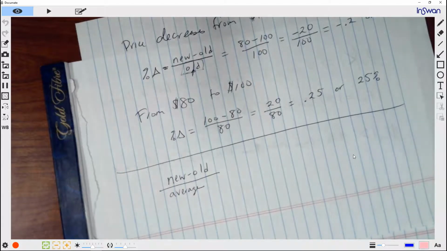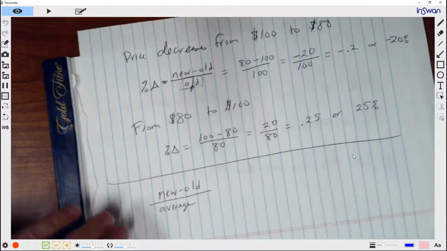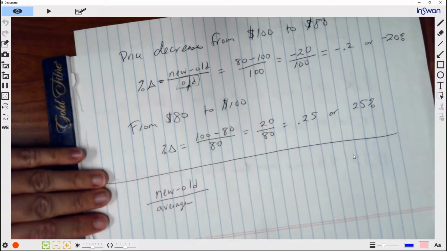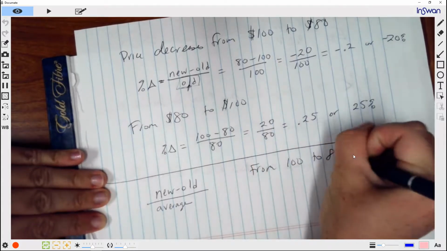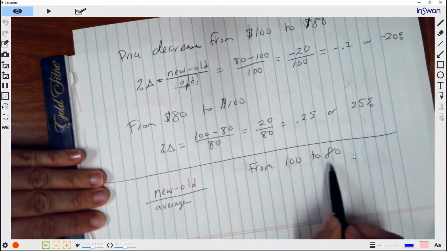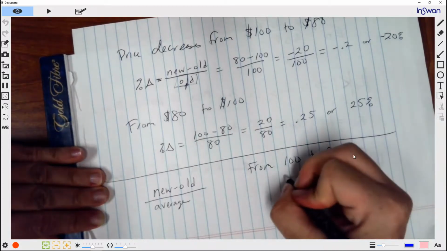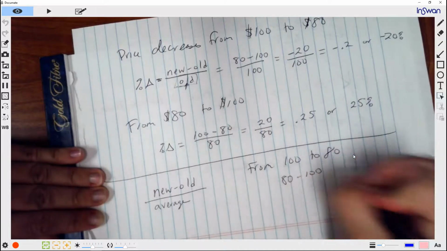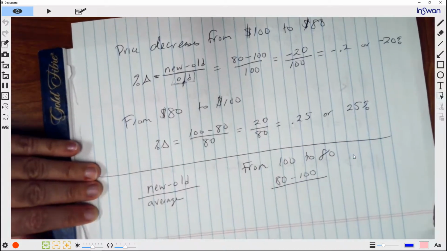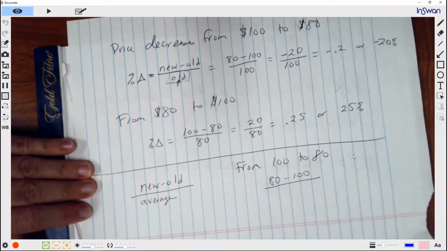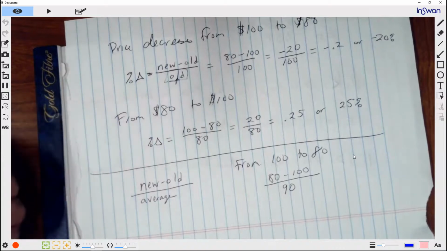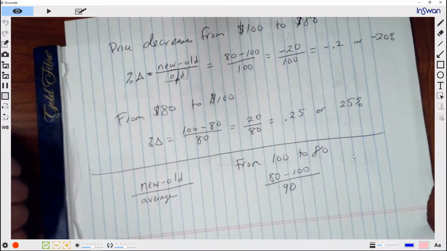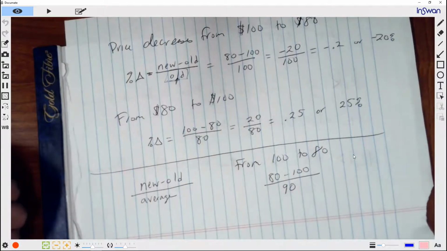This means that when I calculate the percent change in price going from 100 to 80, now I have my new is 80, my old is 100, so I've got 80 minus 100 divided by the average of the two, the midpoint. What's the midpoint between 100 and 80? It's 90, right? If you didn't know that, you can calculate the average just the way you always calculate an average, right? 100 plus 80 divided by 2. Add the numbers and divide by 2. It will give you 90.